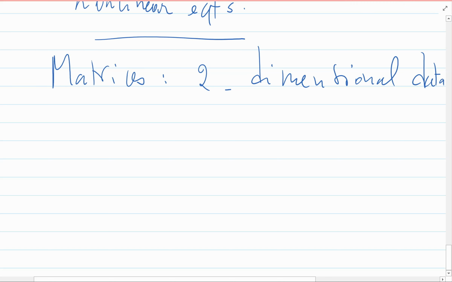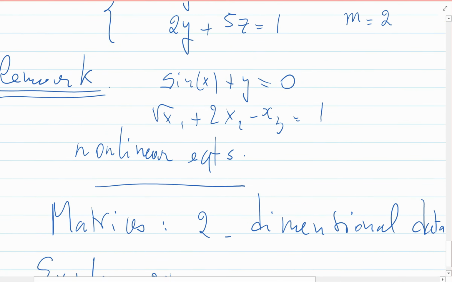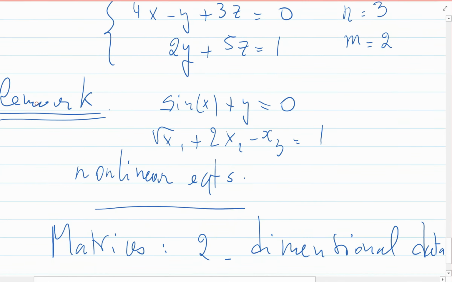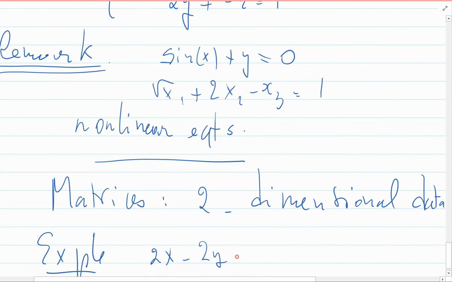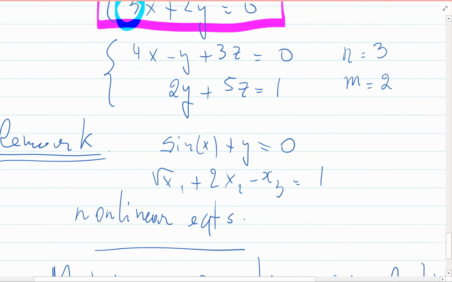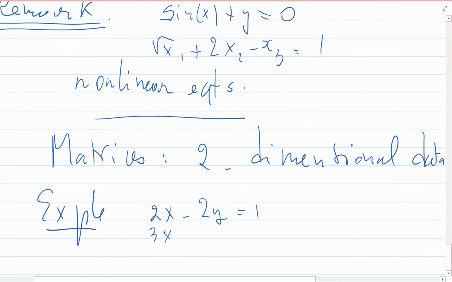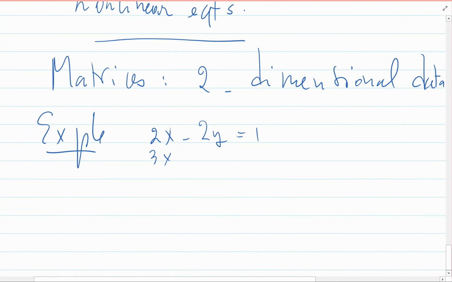Okay, so let's look at the example that we have here. We said 2x minus 2y equals 1, and 3x plus 2y equals 0, for the sake of argument. So what are the coefficients? In the first equation we have 2, minus 2, and do not forget number 1. These are the coefficients.